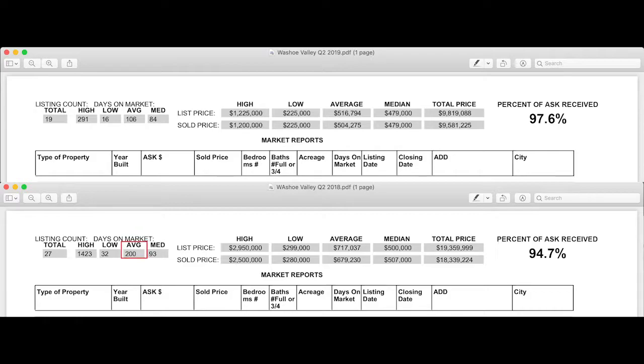Average days on market was also skewed by that East Lake compound, driving the 2018 average up to 200 days compared to just 106 in 2019. If you remove East Lake from that 2018 equation, you still get a 153 average because four other properties needed more than a year to sell.